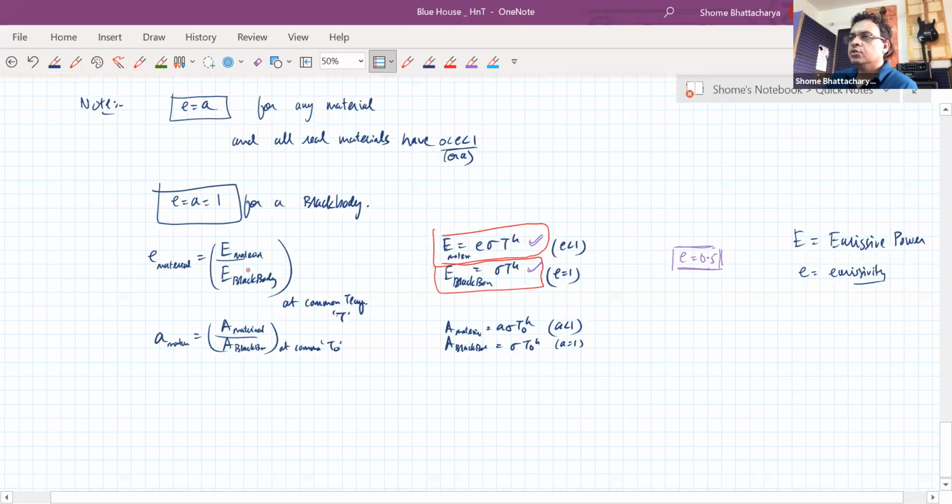Understood? So the emissivity of that material becomes a comparison between that material's emissive power with respect to a black body's emissive power, provided the two are kept at the same temperature.